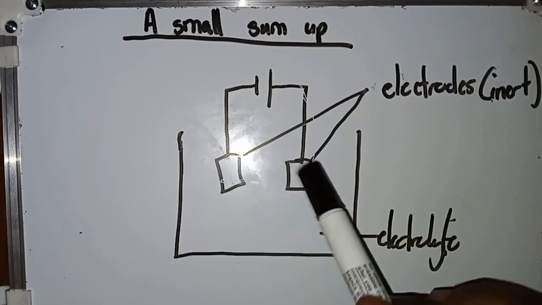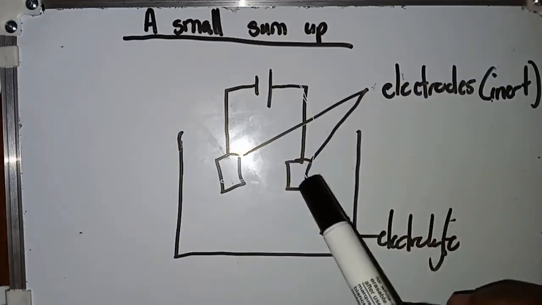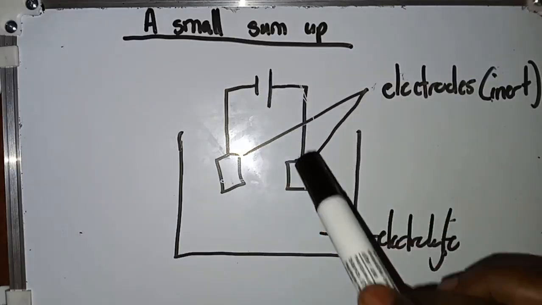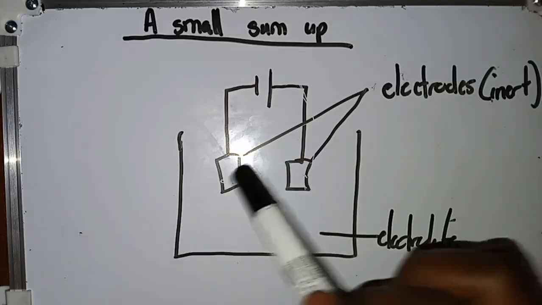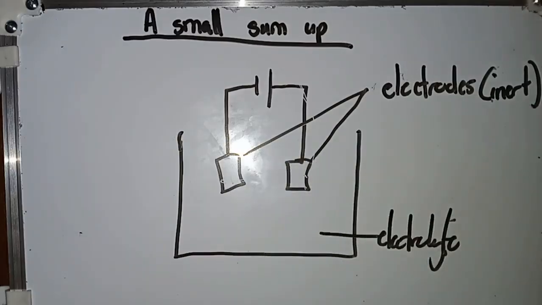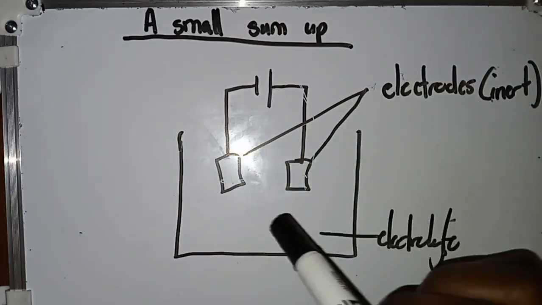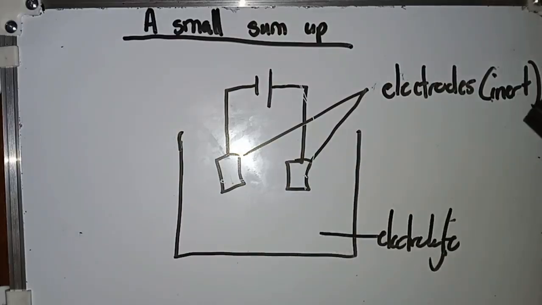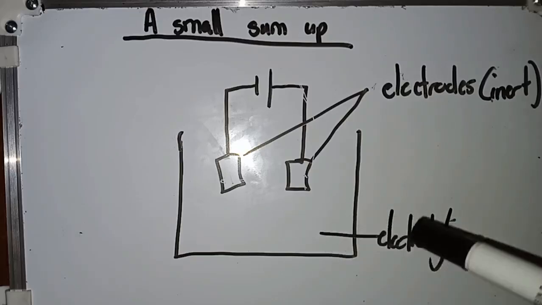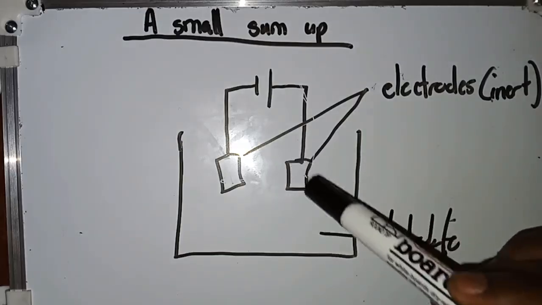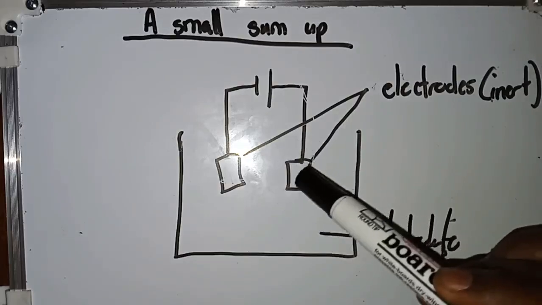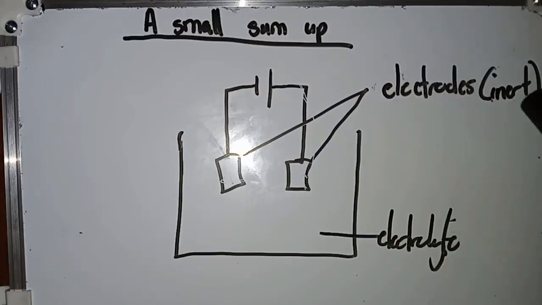These electrodes are only serving the purpose of transferring electricity from this side to that side. It's only for conducting electricity. It's not for reacting. So if they react here, it doesn't make sense. It will affect the electrolyte, and there will be no conductivity of electricity from that point to that point. So the electrodes should be inert.